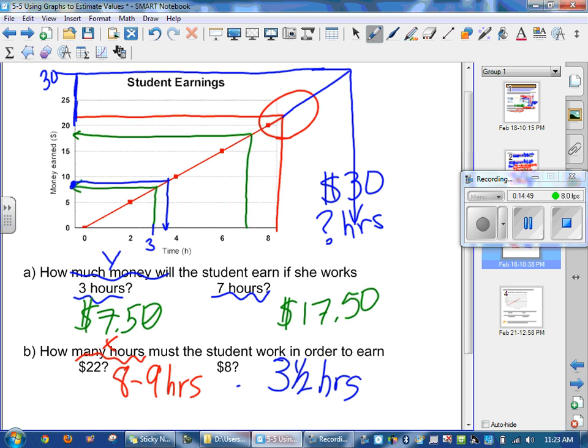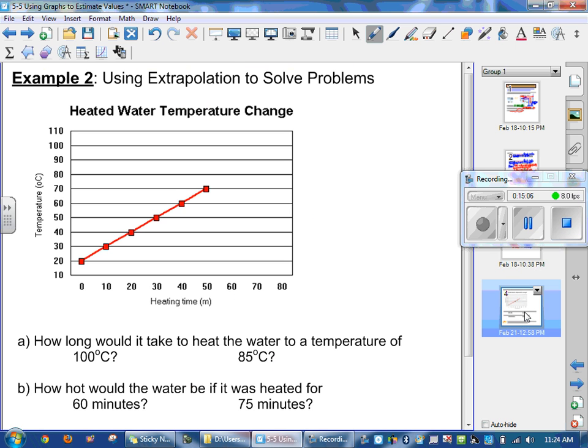Yes, sir. 12 hours? Excellent. 12 hours. Beautiful. All right. Any questions on interpolation and extrapolation? Try the last one yourself, please. Try this last question yourself. Push pause now, play when you're ready.